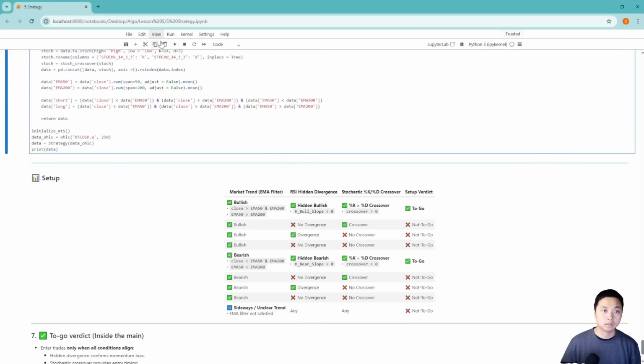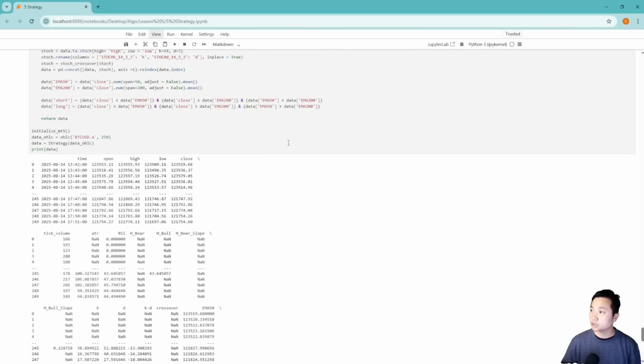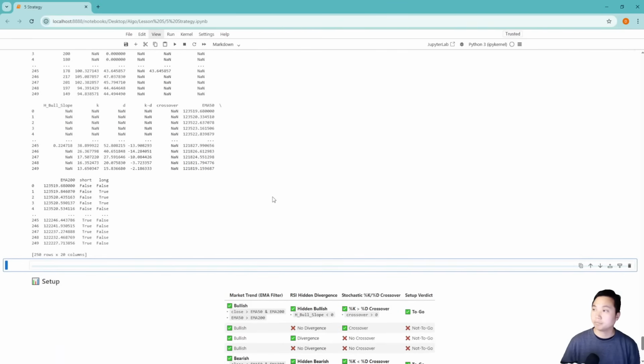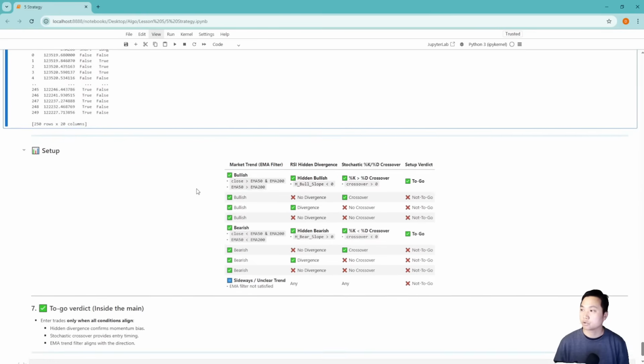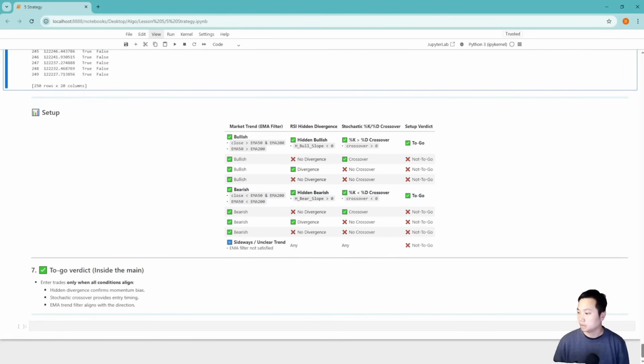And this will return two Boolean columns, the short and long conditions, which will be part of our data frame, telling our algo exactly which side of the market to be on. Like I mentioned, if long is true, we only take long trades. If short is true, we only take short trades. And that's it. The trend filters are complete, and our strategy is ready to trade with the market trends.